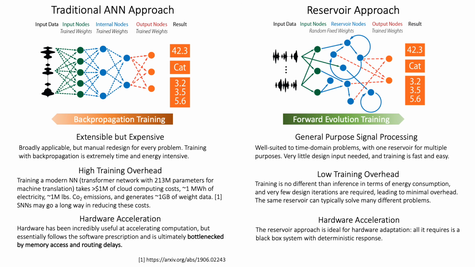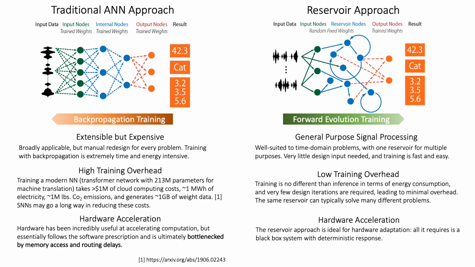To put some numbers to those claims, if we look at the training overhead for a modern network, such as the transformer network, which is used for machine translation, we know that approximately 200 million free parameters need to be discovered in order to perform the tasks that are required. This can take in excess of $1 million of cloud computing costs, a megawatt hour of electricity, and 1 million pounds of CO2 emissions, and generating a gigabyte of weight data, which is not insubstantial.